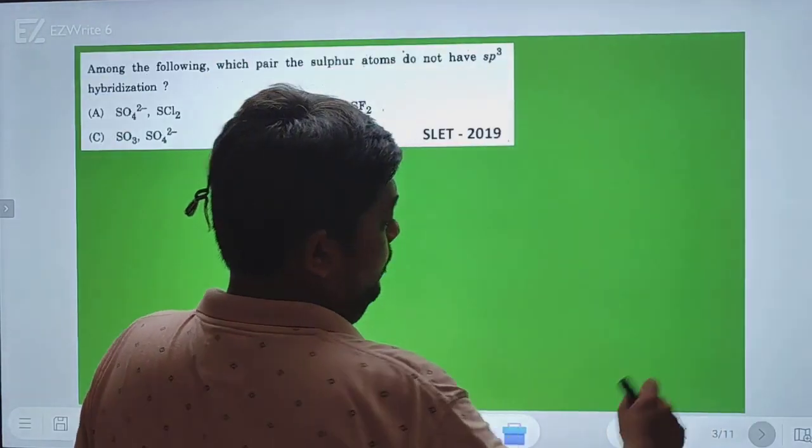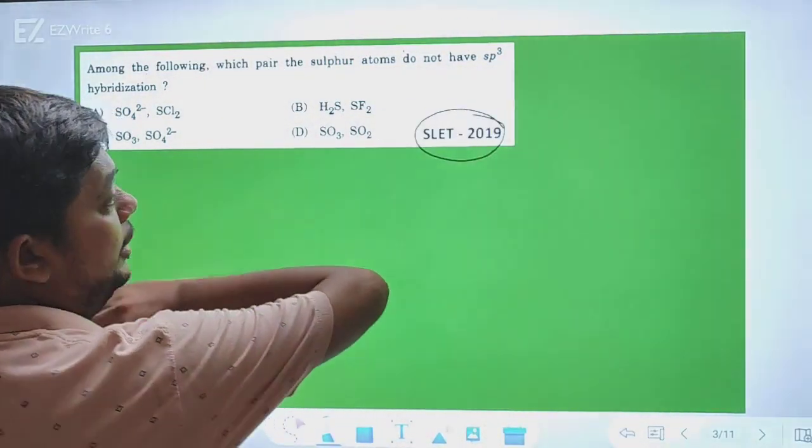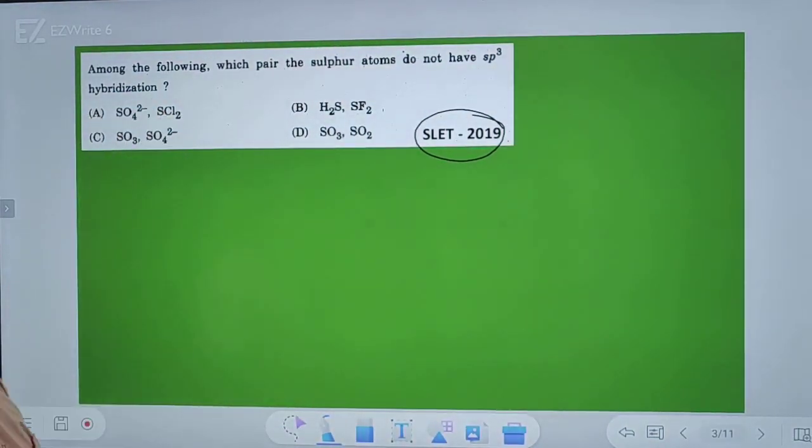Let us move ahead with another example. You can look into it very well. Again, it is SLET 2019. The question is again related to hybridization.